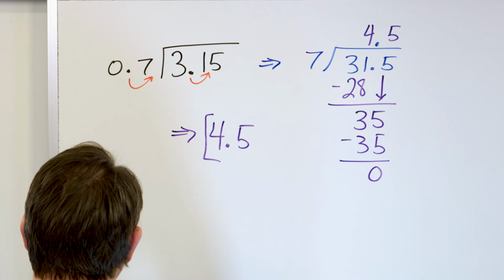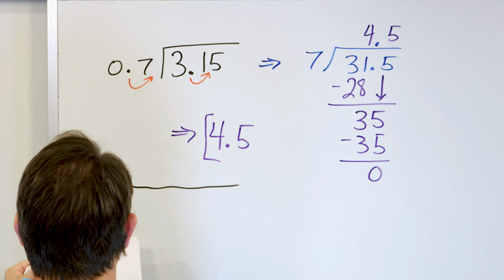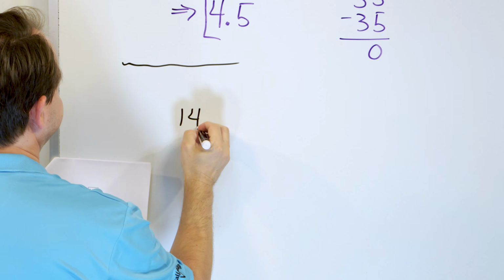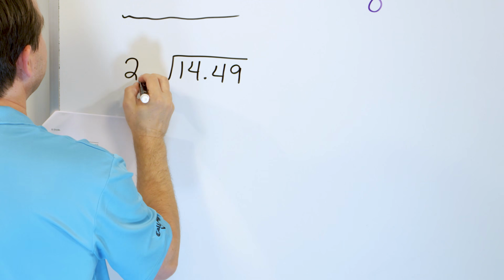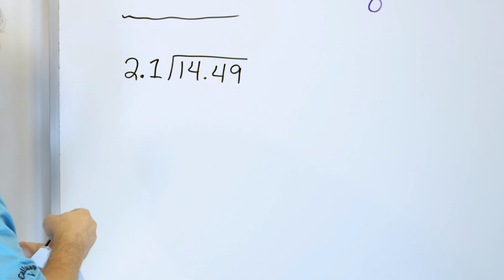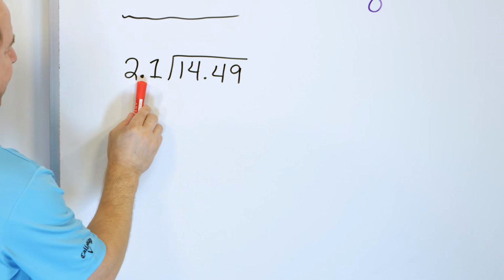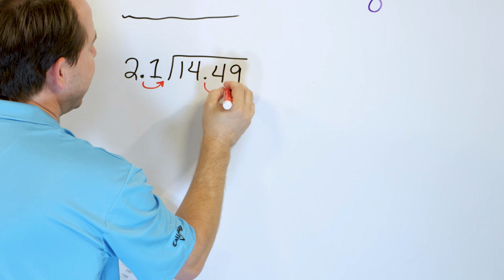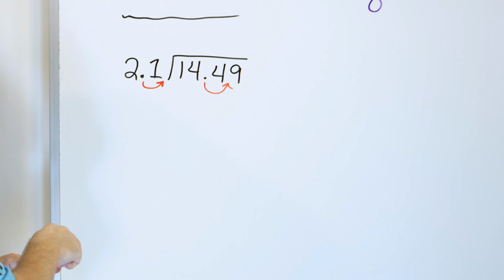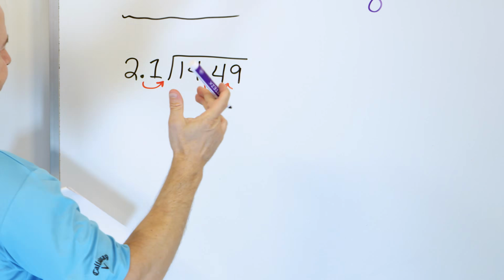All right, let's move right along. Let's take a look at 14.49, and let's divide it by 2.1. But I don't want to solve this problem. I have a decimal out here, so what do I do? I move this decimal 1 position, and then I must move this one 1 position as well in order to keep it the same.